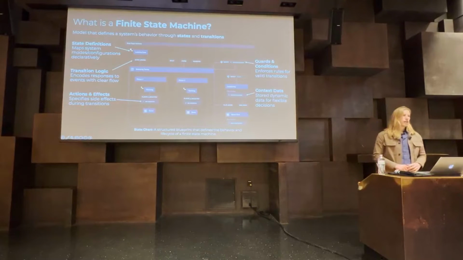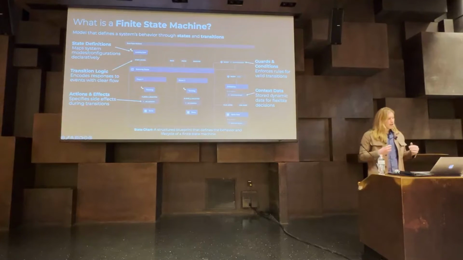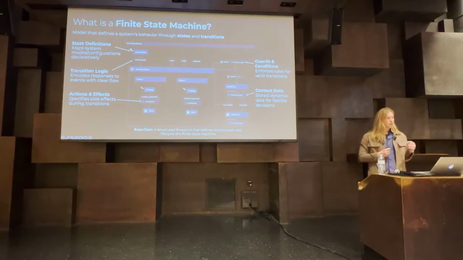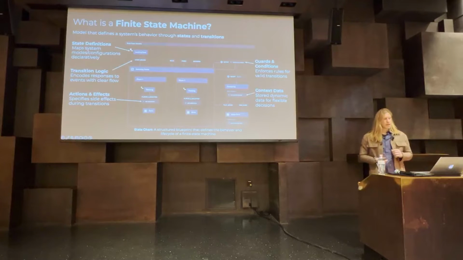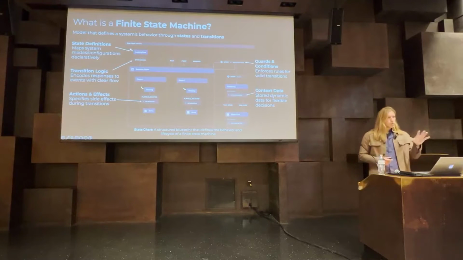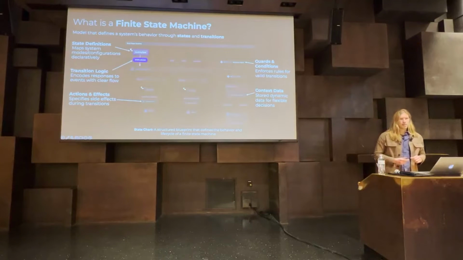What is a finite state machine? Well, it's a model that defines your system as a series of states and the transitions between those states. Before we dive into the individual parts of a state machine, I want to play a little game together. It's a game you may have heard of called rock, paper, scissors. The rules of the game are on the screen in front of you. So let's play that together.